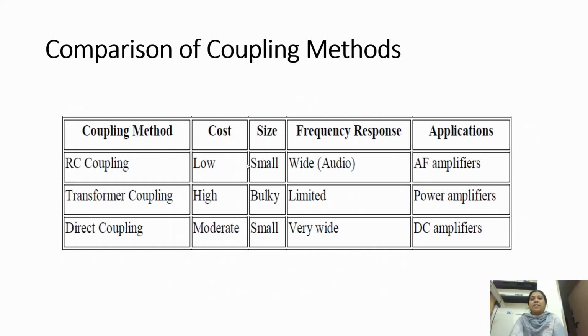These are the comparison of coupling methods. In the RC coupling method, cost is low, size is small, frequency response is wide, and the application is audio frequency amplifiers. In the transformer coupling method, cost is high and the size is bulky. The frequency response is limited and it is used for power amplifiers, with excellent impedance matching. The third one is direct coupling. Cost is moderate and the size is small. It has a very wide frequency response and the applications are DC amplifiers and instrumentation amplifiers.